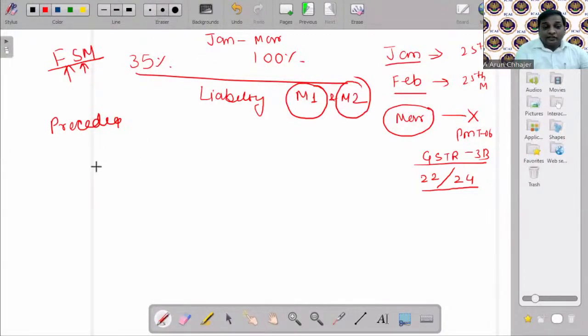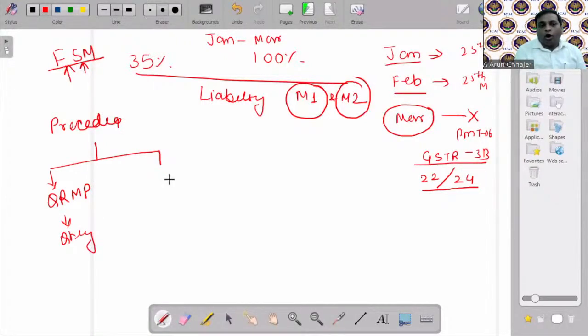Suppose you are filing the GSTR 3B. Either preceding, it means before January, either you were under QRMP and you are filing the 3B on a quarterly basis, or you are under monthly and you are filing the monthly 3B. Two possibilities there. Why are we calculating?